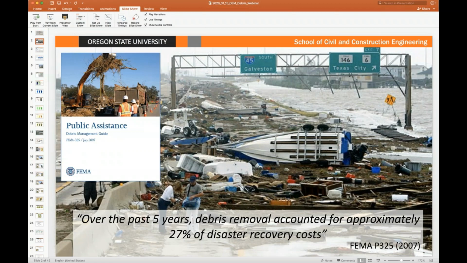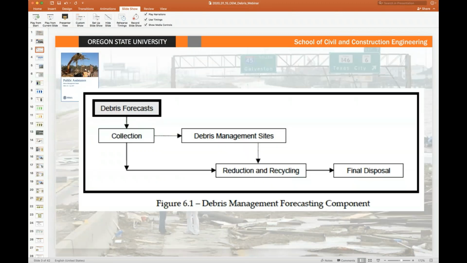Rick also pointed out a really good document. I wanted to mention it again: this is FEMA P-325. It's a public assistance document for debris management, and it's really good. It's chock full of a lot of useful information, and it's what we used here to inform some of this study. So again, I highly recommend that document.